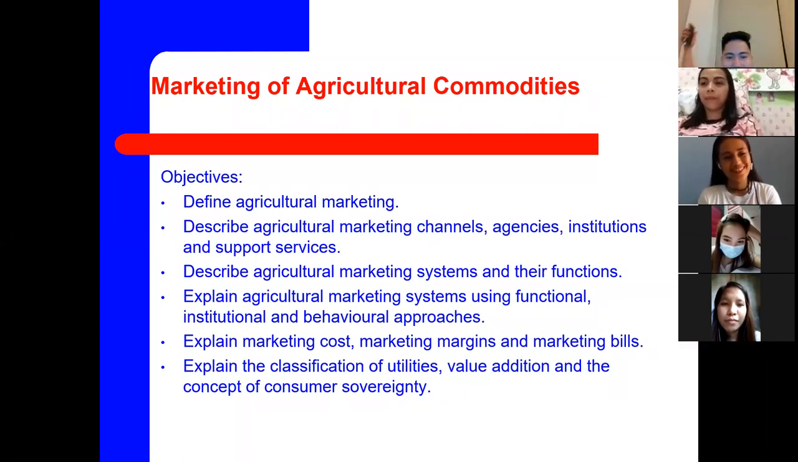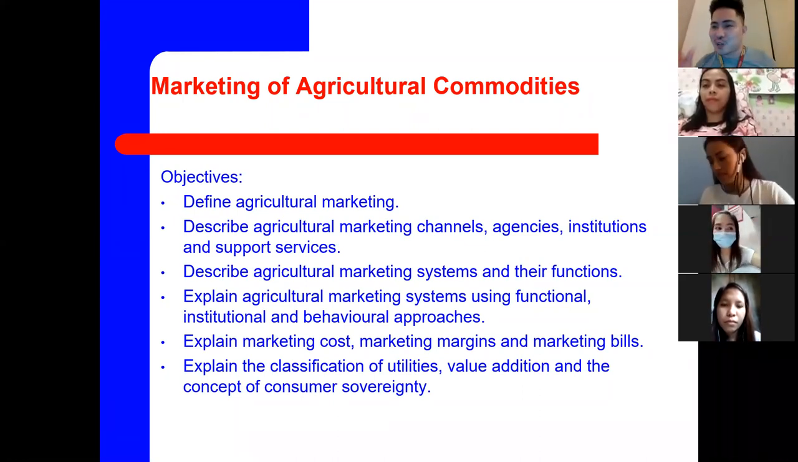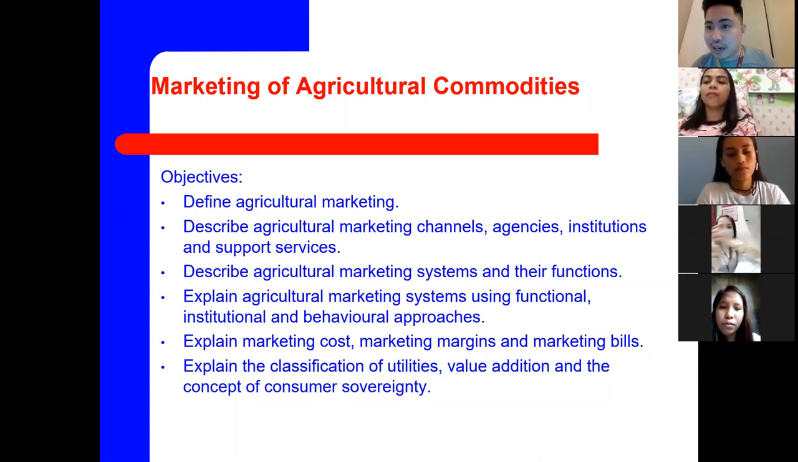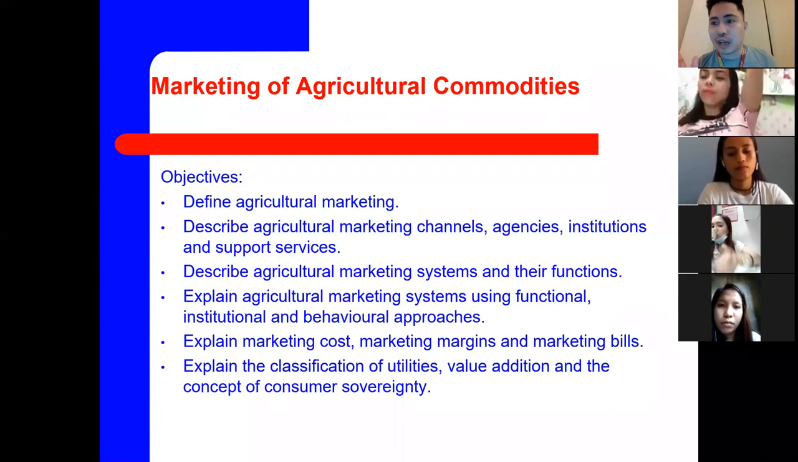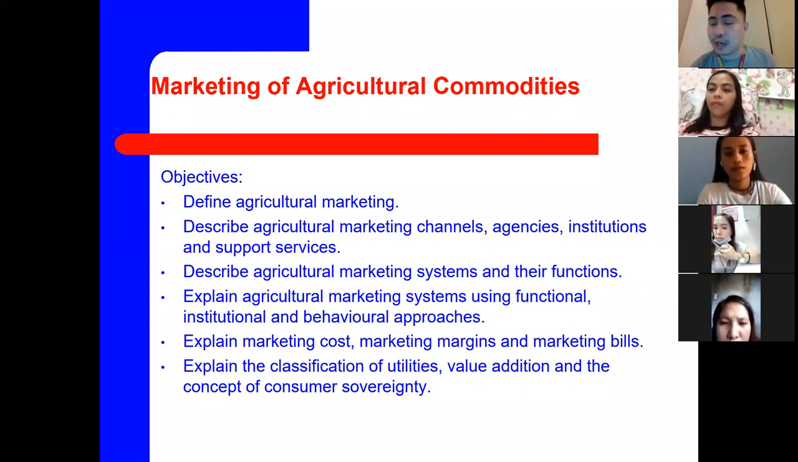And then explain the classification of utilities, value addition, and the concept of consumer sovereignty. The saying that the customer is always right is one proof of consumer sovereignty, but it's not absolute, ha? Because of the perishability of agricultural products, consumer sovereignty should not be absolute. And that will be one thing that we will be discussing in the future.